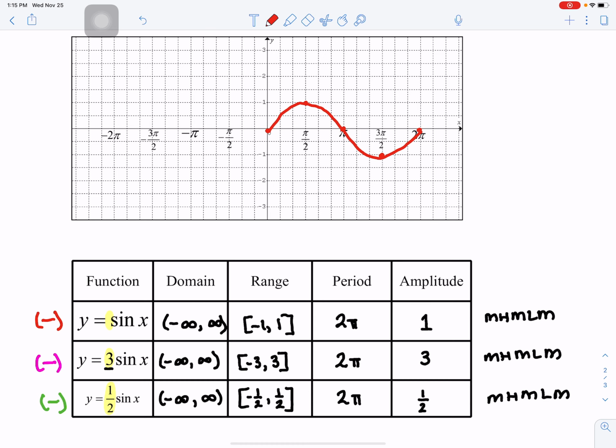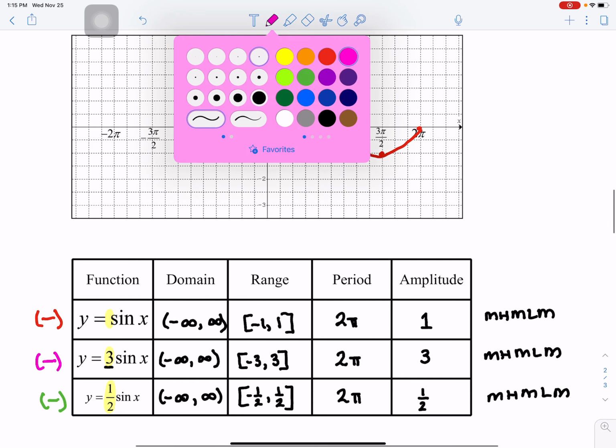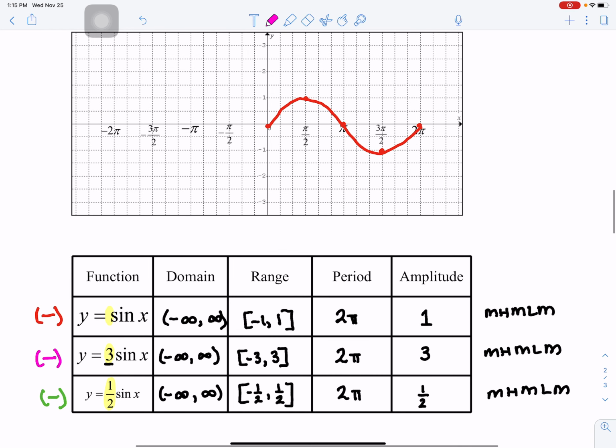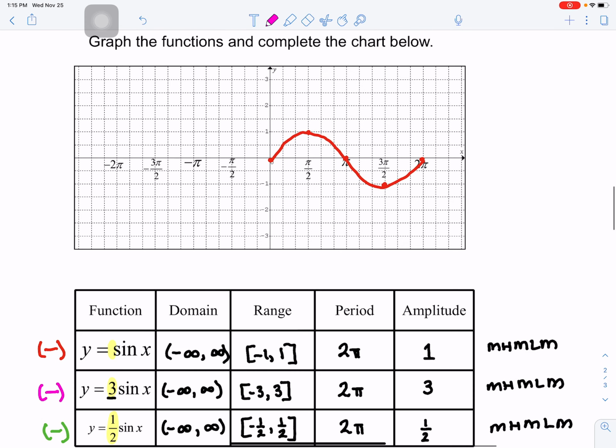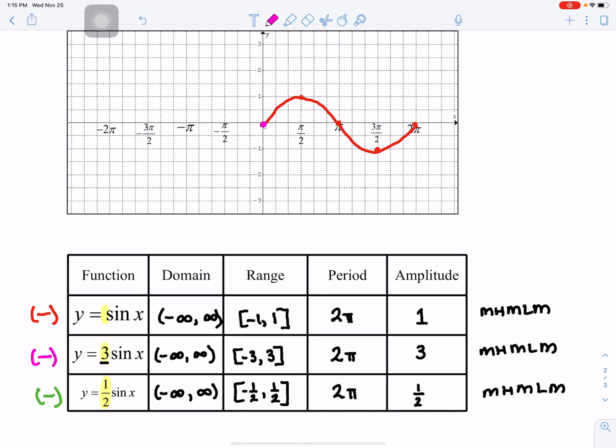Now, if they want you to draw more than 1 cycle, that's fine. You're just going to extend that infinitely to the left, infinitely to the right, following the same middle, high, middle, low, middle pattern. When I want to do 3 sine x, I do middle. My high point now changes to 3. My middle stays the same because that's invariant. My low point changes to -3, and then my middle stays the same. So there is my sine graph. It increases the depth of the wave, but other than that, it keeps my x-intercepts the same.